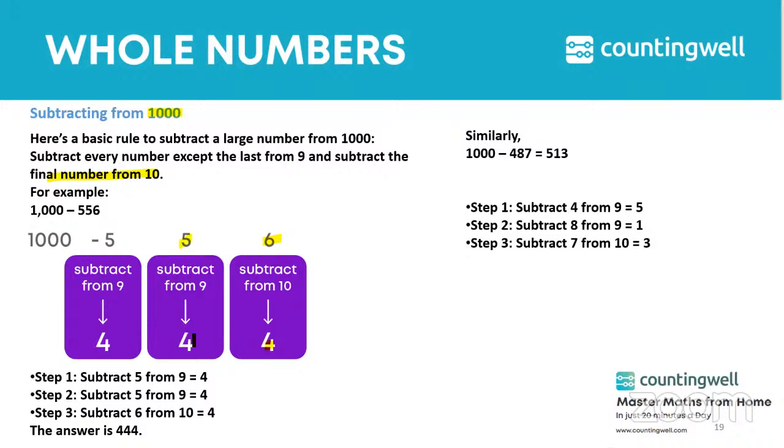Subtracting 5 from 9, which will be 4. Subtracting 5 from 9, which will be 4. So we have 444 as the final answer. Similarly, whenever you're subtracting 487 from 1000, subtract 7 from 10. So we have 3. Subtract 8 from 9, we have 1. Then 4 from 9, so we have 5.